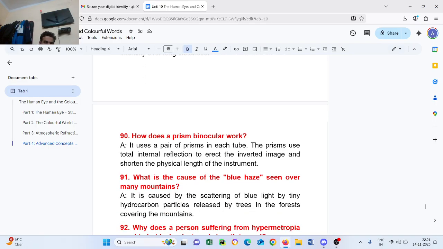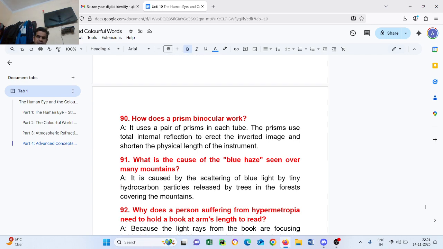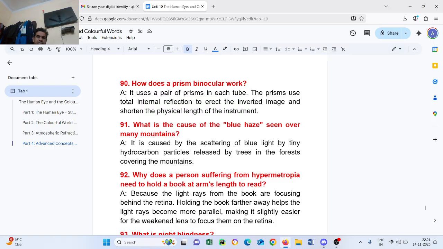Question number 91. What is the cause of the blue haze seen over the mountains? It is caused by the scattering of blue light by tiny hydrocarbon particles released by the trees in the forest covering the mountain.